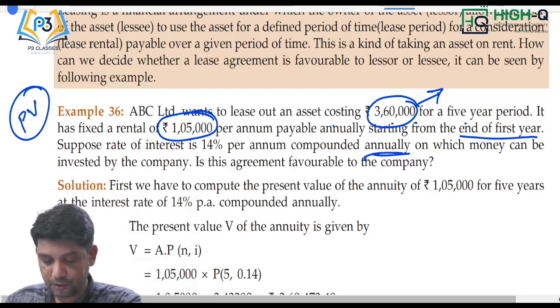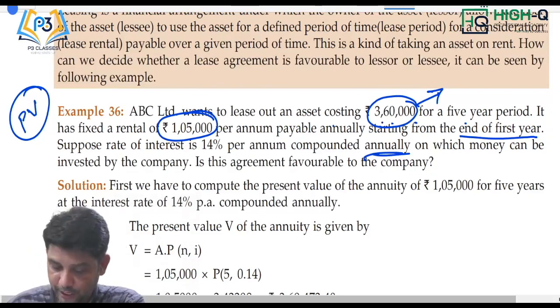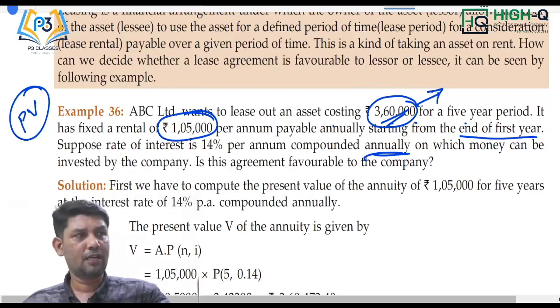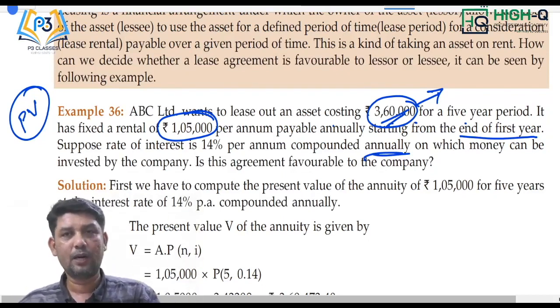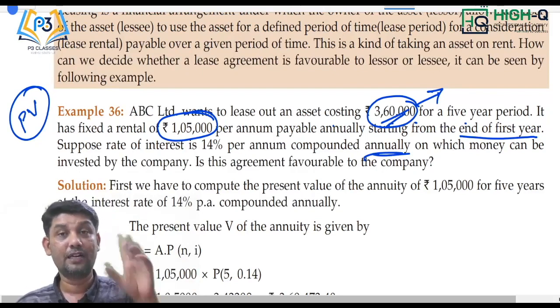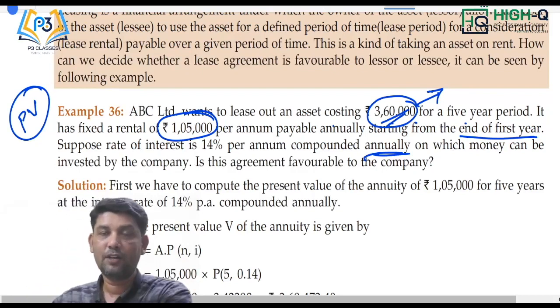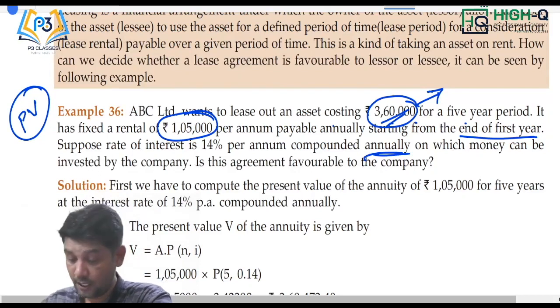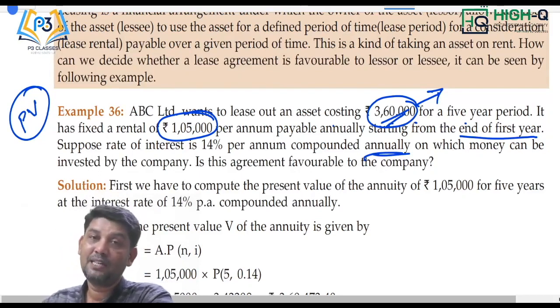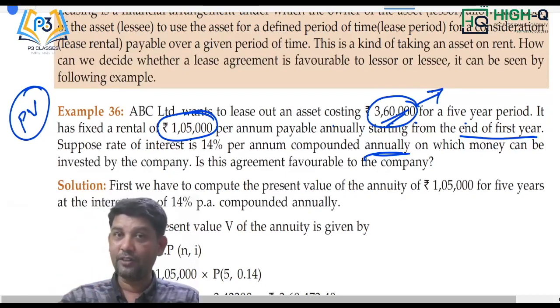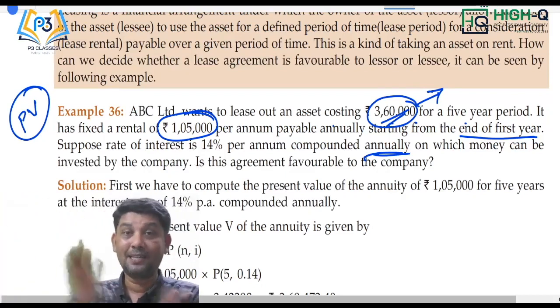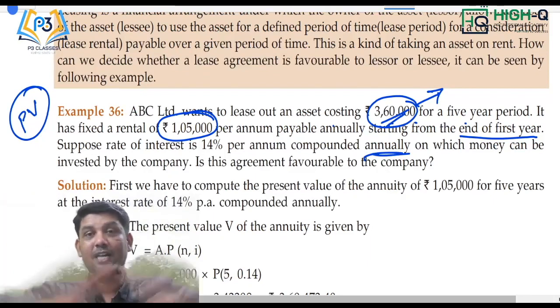When such kind of questions come, how to approach, I'll tell you. Keep this 3,60,000 aside. Okay, sir, if I go for rent, every year I'm going to get 1,05,000 for the next 5 years, that is 5,25,000 rupees. But if I go for lease, I get 3,60,000. Then I think I should go for rent so that I can get more money. No. 5,25,000 you are going to get in future, not now, but 3,60,000 you are getting today. So direct comparison is not possible.